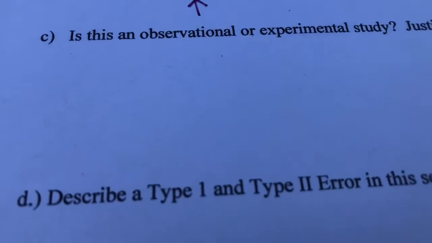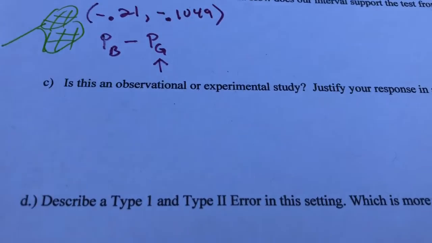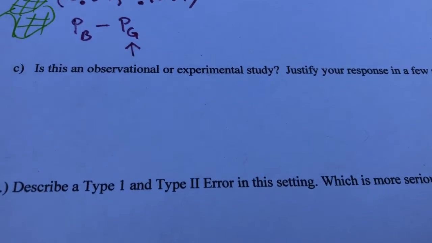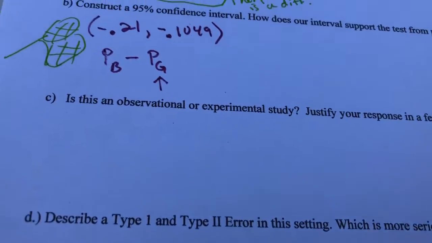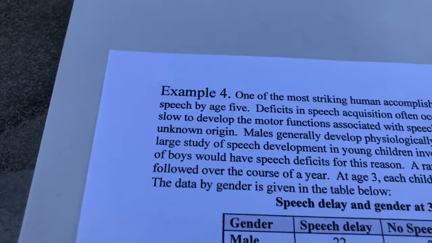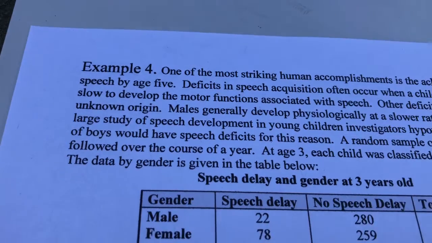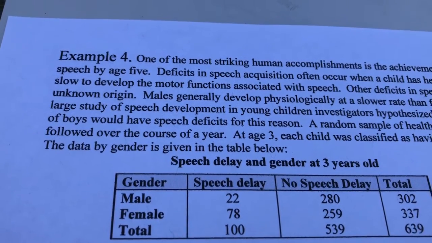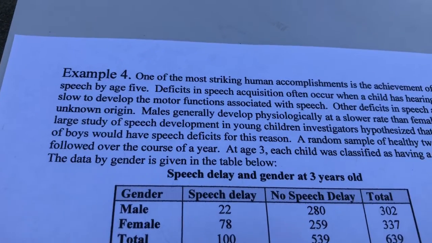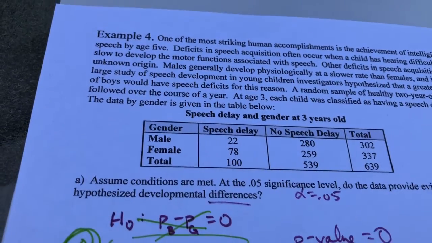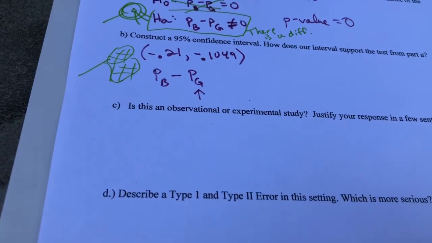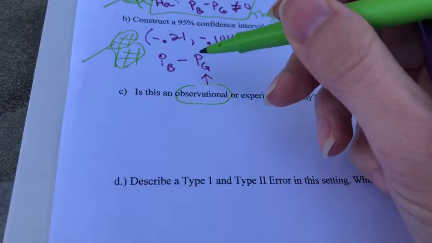All right, on to part C. Is this an observational or experimental study? Justify your response in a few sentences. When you go back, this sounds to me like it was just observational. They weren't telling anyone to do anything. They were just watching the children as they developed and made note of what was going on with their speech. So this would be definitely observational.